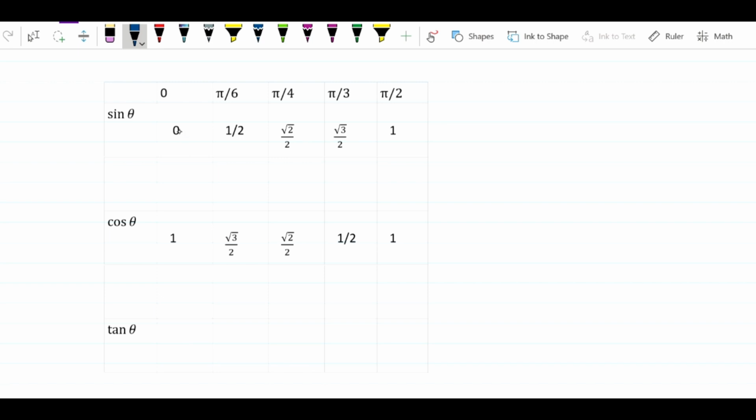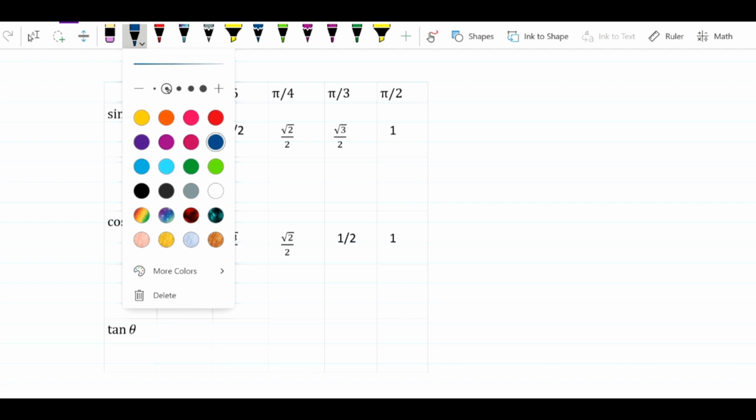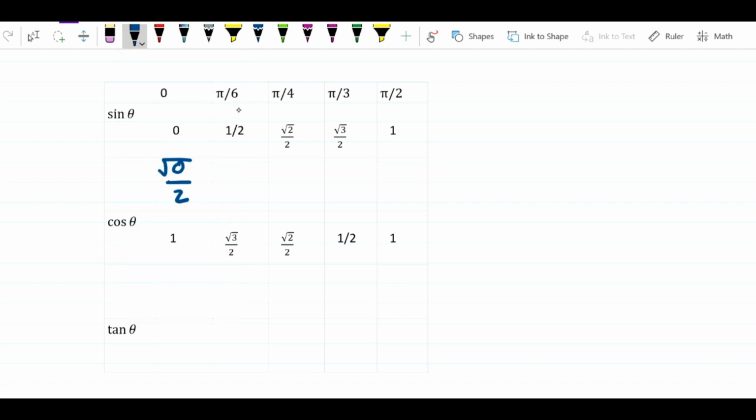If you look at the sine of 0 radians, that's going to be 0 over 2. In fact, I can write that as the square root of 0 over 2. I'll use a little bit of a thinner pen here so I can fit in the chart. Here I have, for sine of pi over 6, 1/2, which I can write as the square root of 1 over 2. So, well, what's the big deal there? I'm taking the square root of 0 and the square root of 1, which are just 0 and 1 themselves. Here I have root 2 over 2, and here I have root 3 over 2, and here I have 1, which is 2 over 2, but wait a minute, I can write that as root 4 over 2.